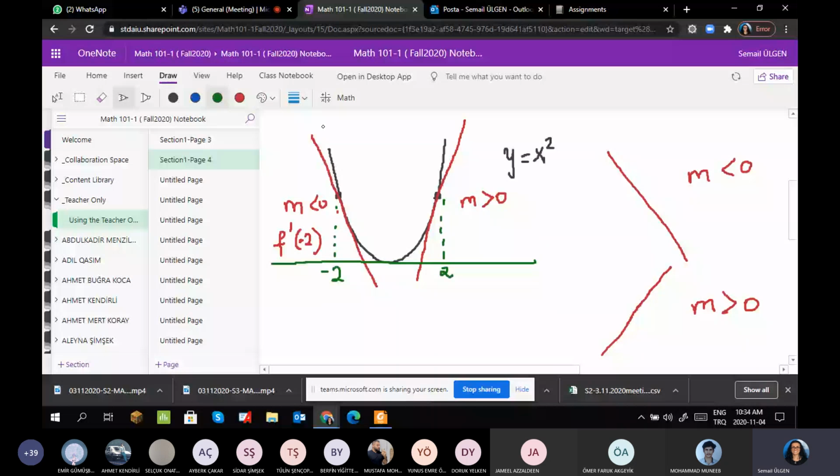And here, slope means it's the derivative at 2. Okay, so if you want to, let's try to draw the graph of f prime here first, okay? So the derivative, the graph for, this is f, let's say this is f. How would you draw the graph of f prime here?